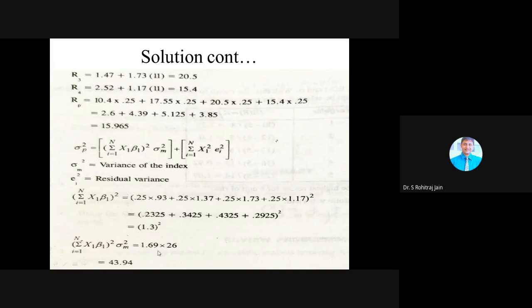1.69 multiplied by 26. We get the value of this first part as 43.94. Okay? 43.94, that is 1.69 multiplied by 26. Now I will go to the calculation of this part, that is, the second part.